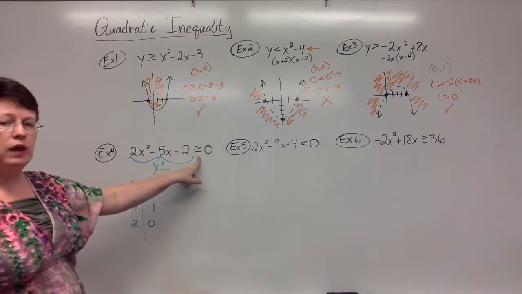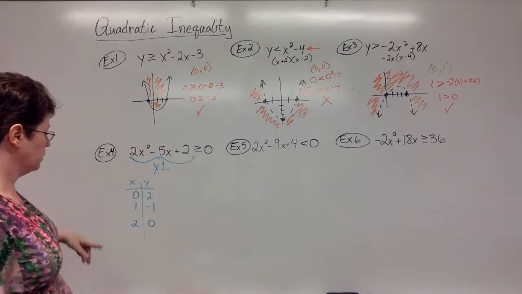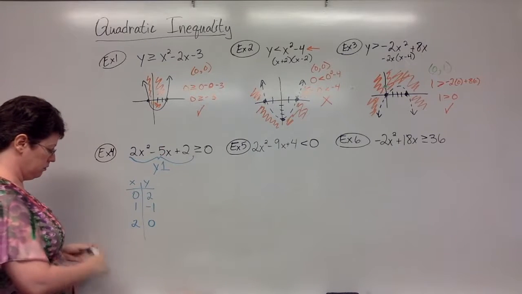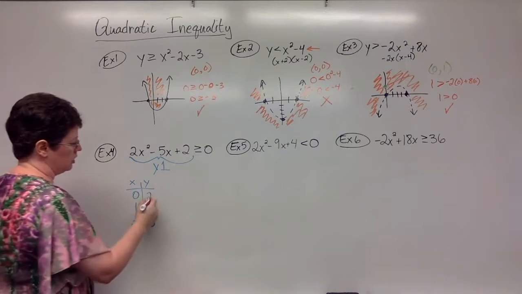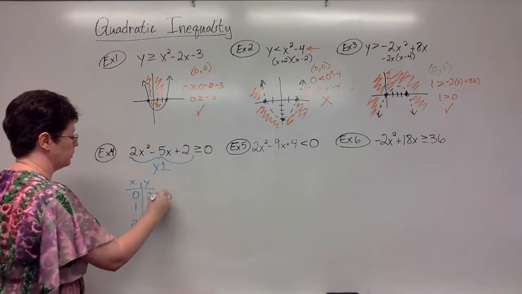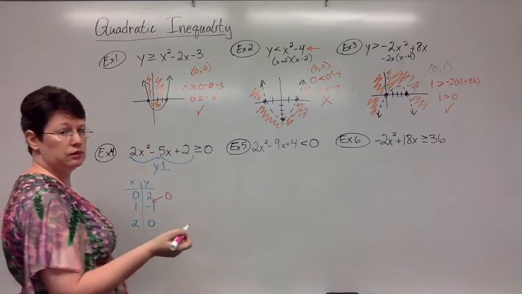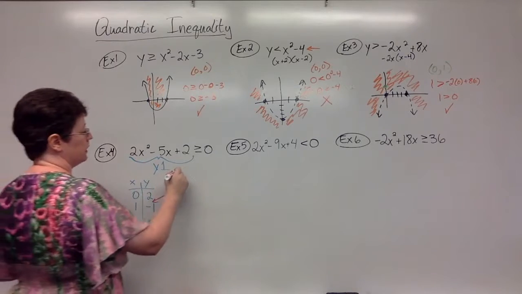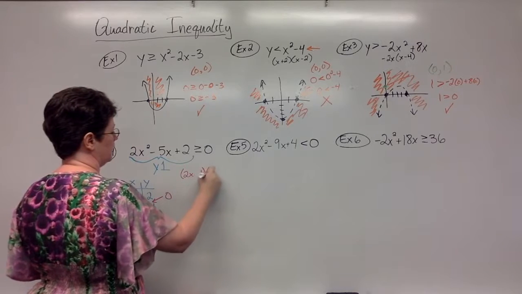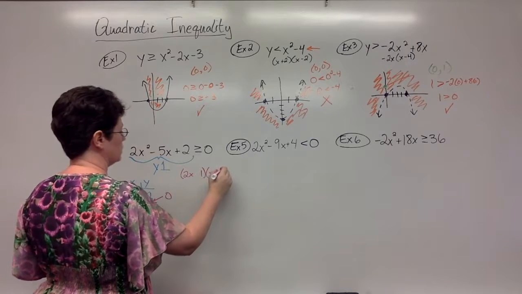Now I want to know, where is it greater than 0? Well, somewhere in between, right in here, it went underneath. So I could factor it and find out. If I factor it, I'd get a 2x with a 1 and an x with a 2.